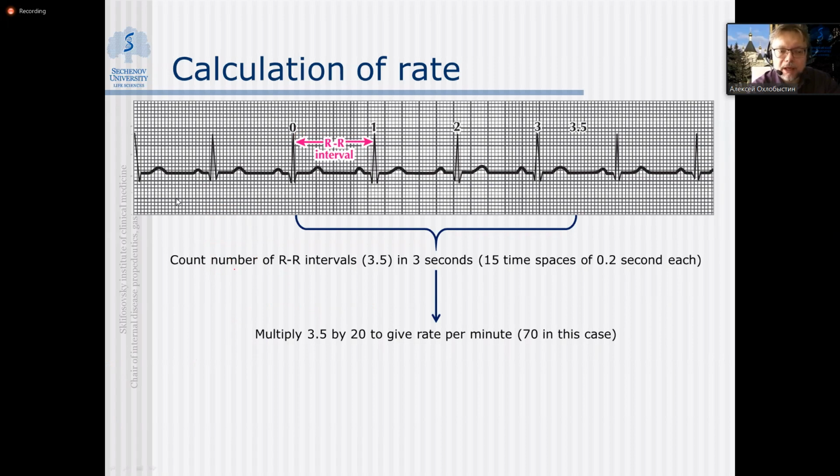For instance, you may count the number of cardiac cycles or intervals in 3 seconds. In that case, what is measured is 3.5 complexes of the ECG within 3 seconds. And therefore, within the minute there will be 20 time spaces of 3 seconds each. And you can multiply 3.5 by 20.